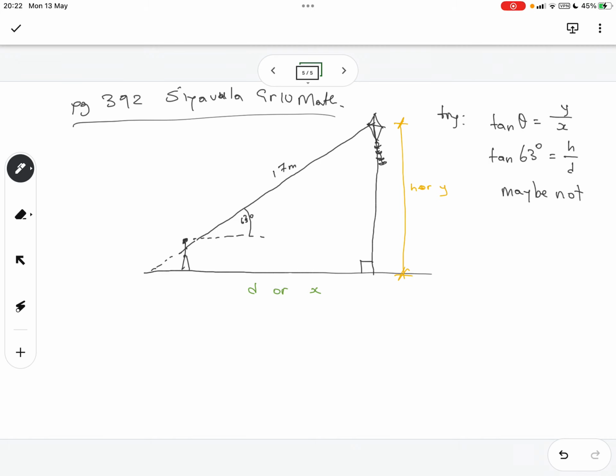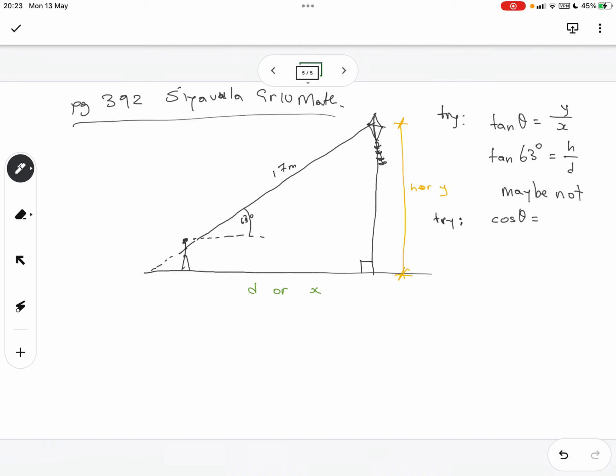We've just eliminated tan, so we're left with cos and sine. Which one should we try? Between sine and cos, take a guess, which one? Cos. Cos theta. Okay, let's try cos theta.